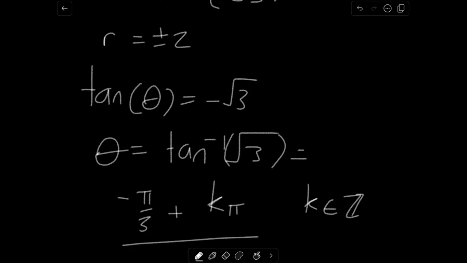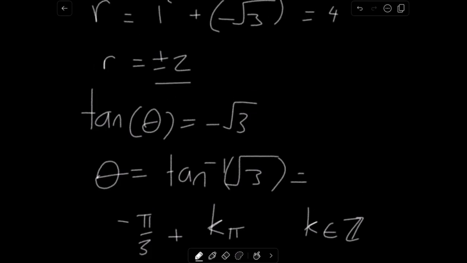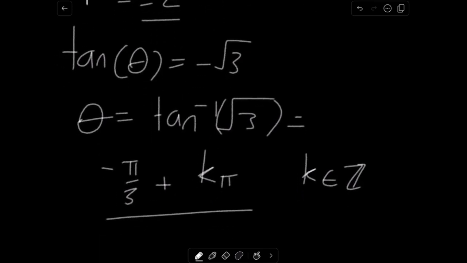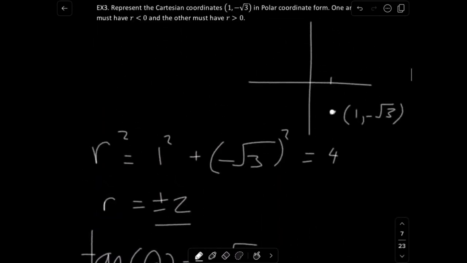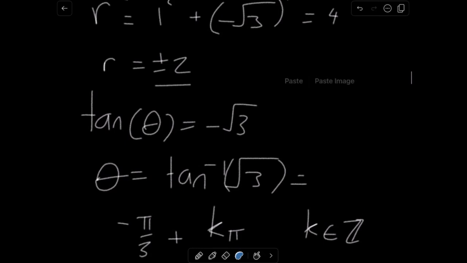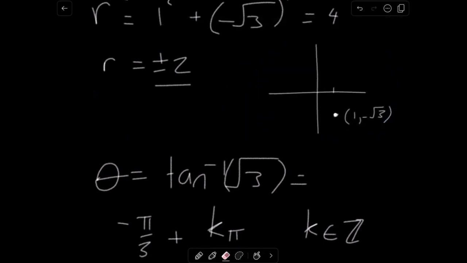Why am I doing this? Again, because we want two possible answers. I want one with a positive radius and one with a negative radius. And we're going to make that possible by using different values of theta as well. So let's look at this. Let's copy this diagram here. Let's put it here. Okay, so let's say I want to have a positive radius. So positive radius there, this needs to be 2 units.